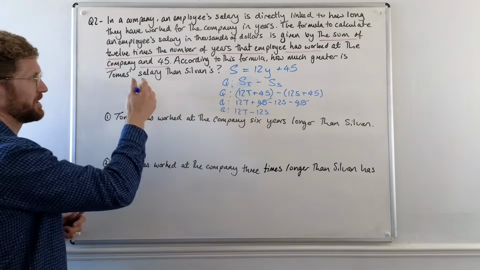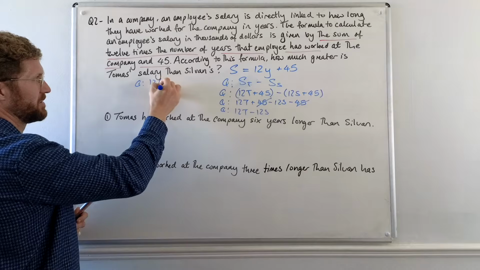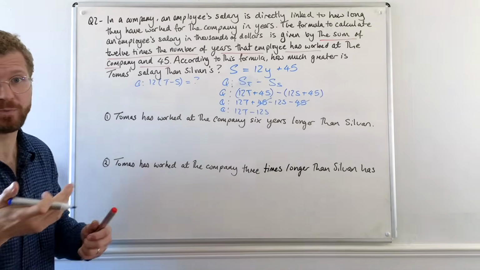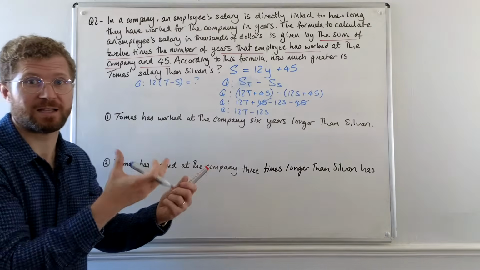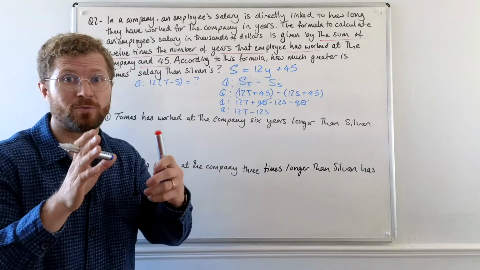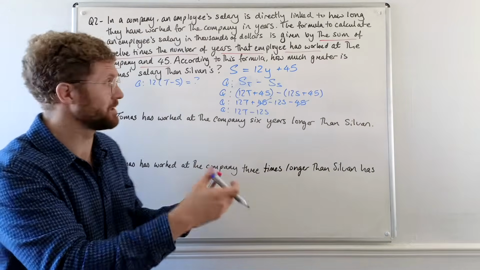Now, I'll come over here. This is equivalent to 12(t minus s). And so that would be, if I push the algebra as far as I can, that's what we're trying to ask here. But this is a data sufficiency question. It's not really what is the difference, it's can I tell the difference?